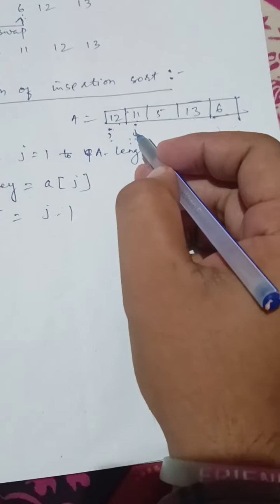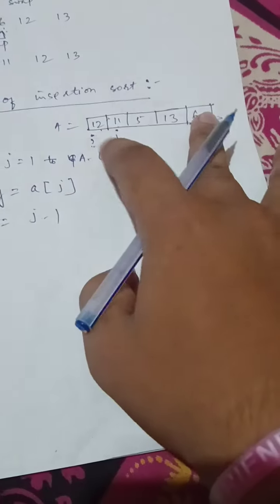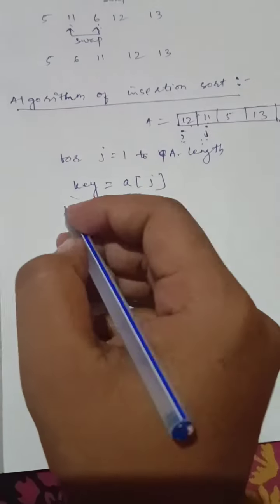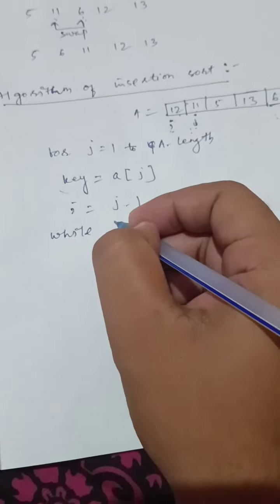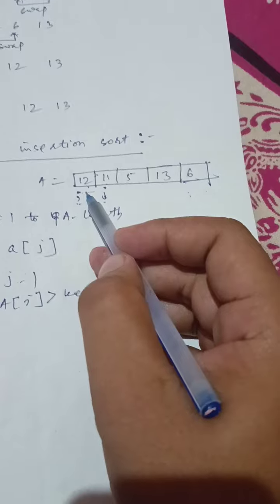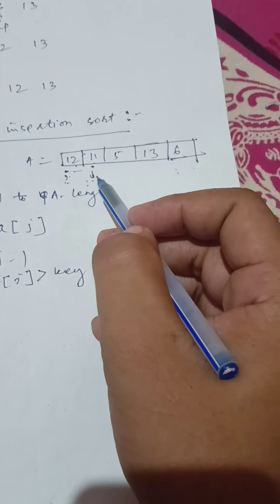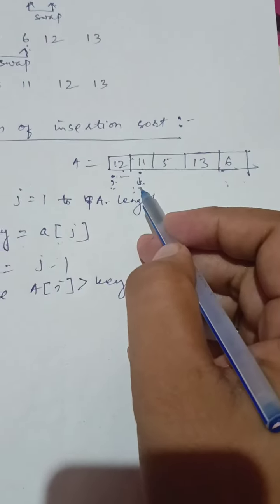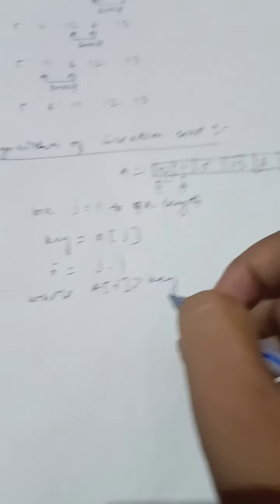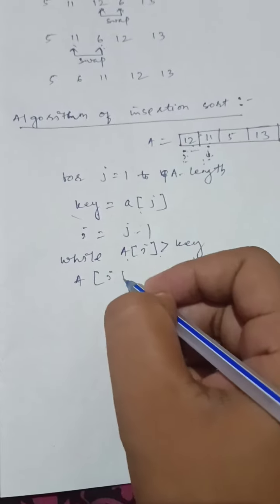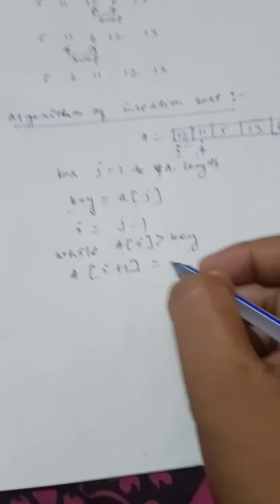It is obvious, because if j is this, then i is just before it, in decreasing order. So while a of i is greater than key, that means this element is key, because we have taken a of j equals key. While a of i is greater than key, we have to swap them. So we have to write the swapping formula here.